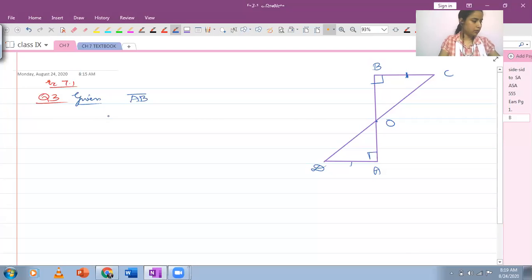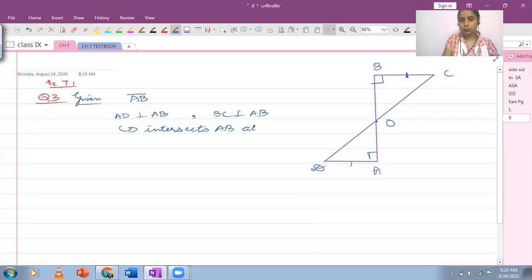So we have been given line segment AB. Along with that, we have perpendicular. So AD is perpendicular to AB. Along with that, we have BC perpendicular to AB. CD intersects AB at O. Something which I can just write down in case you want to. Other than that, it's completely fine if you don't write this down.